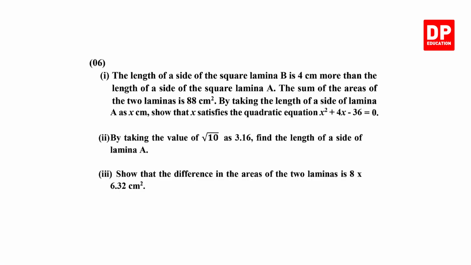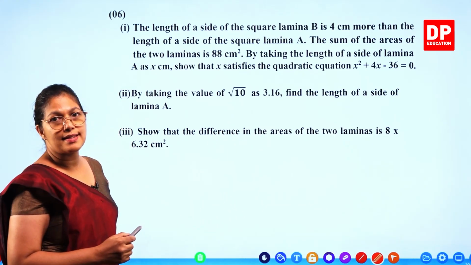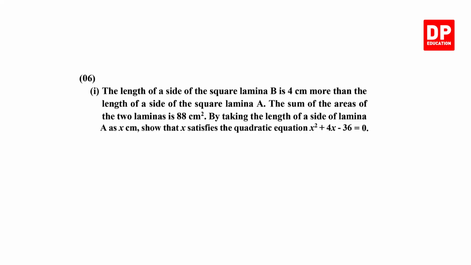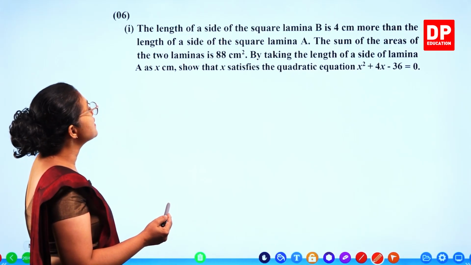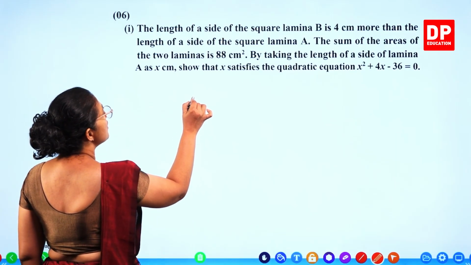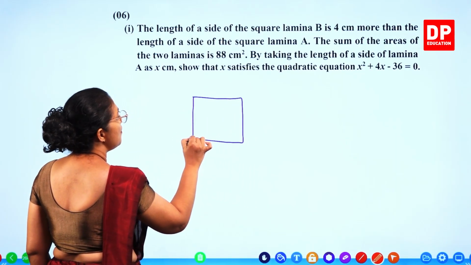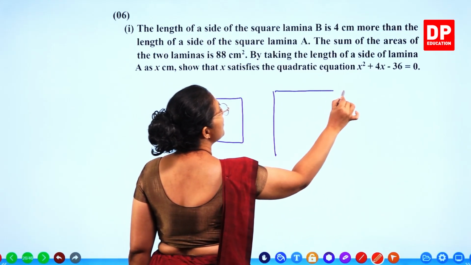Question number 6. This is about algebra. So you have to show that equation and then using the root 10 value, you have to find out the answer. So let's do this. Part 1. The length of a side of the square lamina B is 4 cm more than the length of a side of the square lamina A. So that means both laminas are squares. So let's take lamina A should be smaller than lamina B.